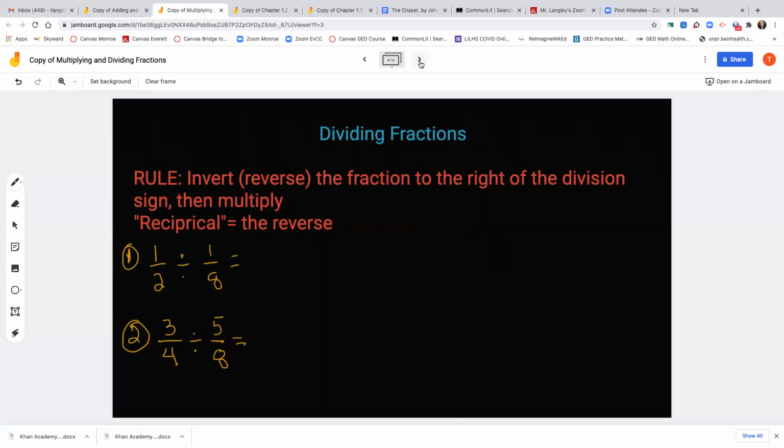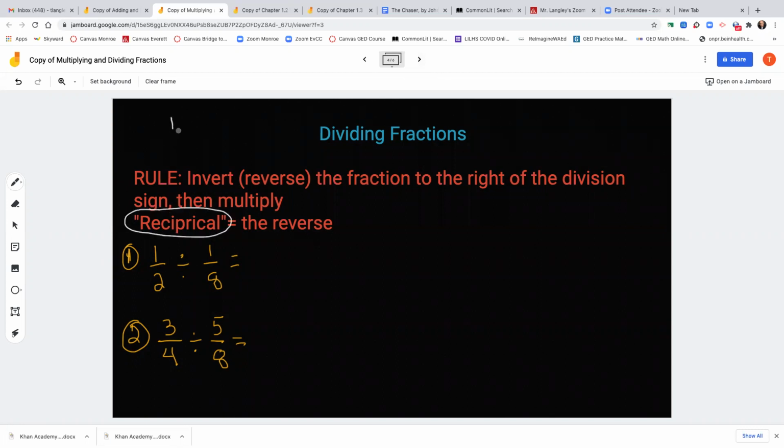When you divide fractions by hand, the rule is that you invert or reverse the fraction to the right of the division sign, and then you multiply them. That's the rule. It's very similar to just multiplying fractions. It's the same idea, but you have to take the number on the right and flip it upside down. There's a math term here called the reciprocal. The reciprocal means the reverse.